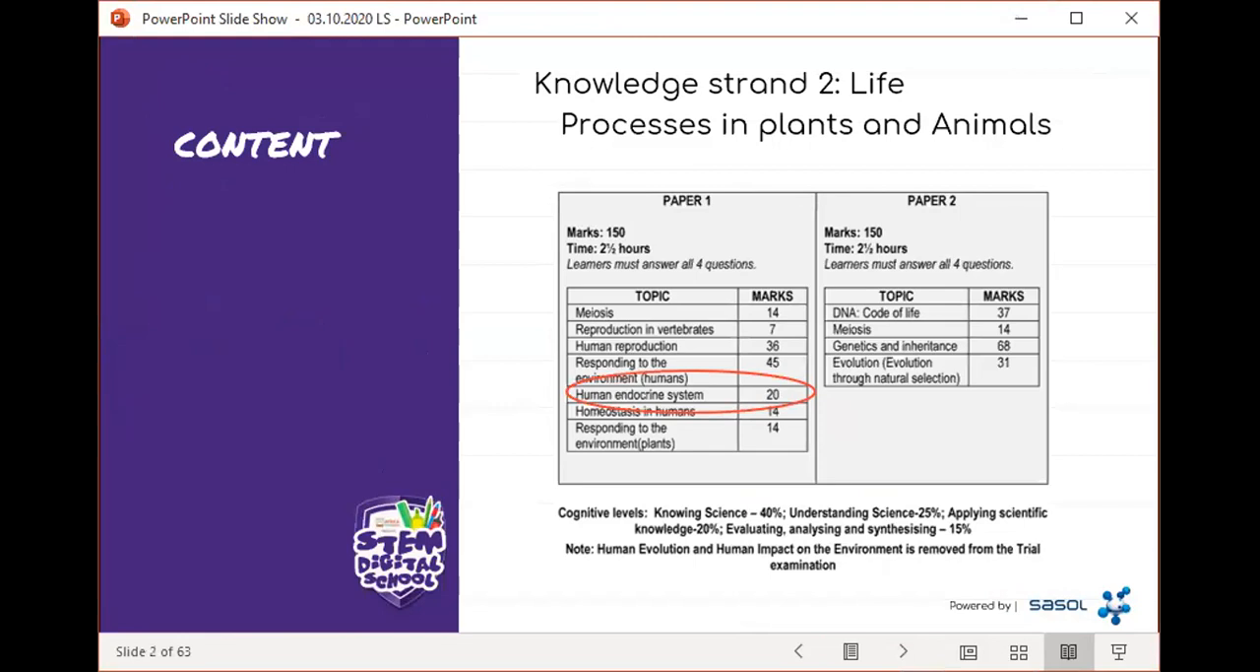Remember that there are different cognitive level questions during the examination. 40% of the paper would be questions about knowing science, then 25% would be about your understanding of science, and then 20% would be about applying the scientific knowledge that you have studied. Then 15% would be about evaluating, analyzing, as well as synthesizing.